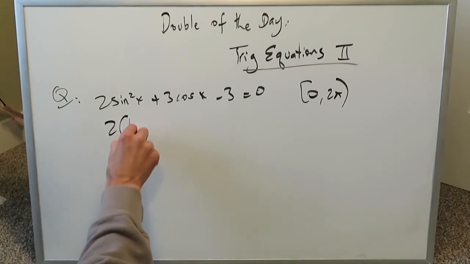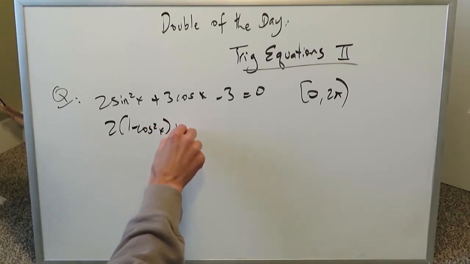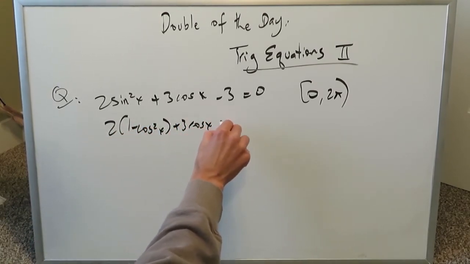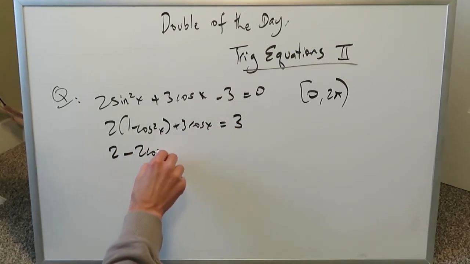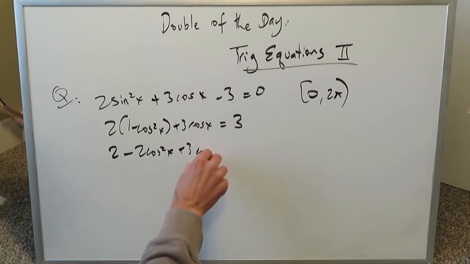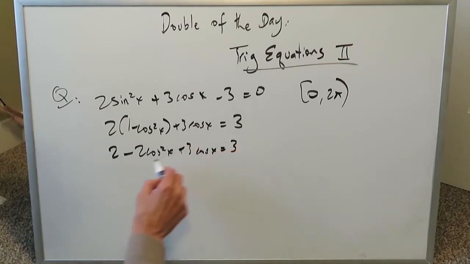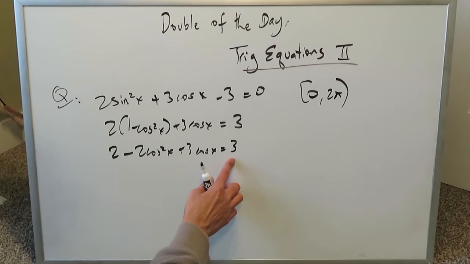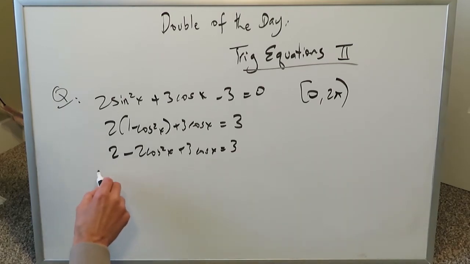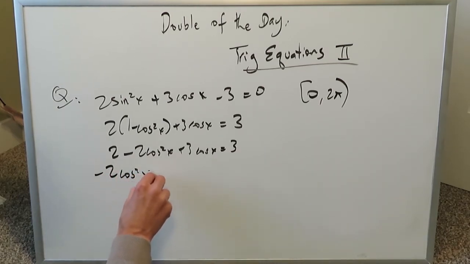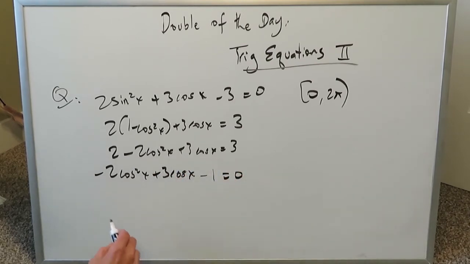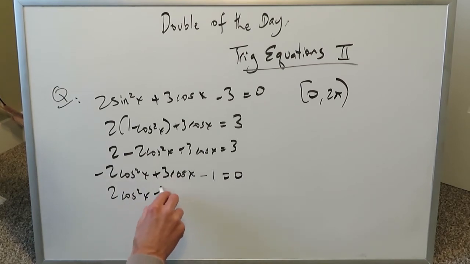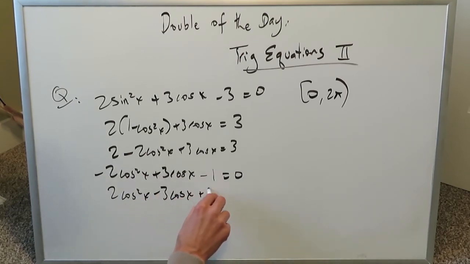You have 2 into 1 minus cosine square x plus 3 cosine x is equal to 3. Open this up, you have 2 minus 2 cosine square x plus 3 cosine x is equal to 3. Make this into a quadratic equation. Maybe we don't need to take 3 on the other side. You have minus 2 cosine square x plus 3 cosine x minus 1 is equal to 0. Hit everything with a minus and flip the signs around: 2 cosine square x minus 3 cosine x plus 1 is equal to 0.